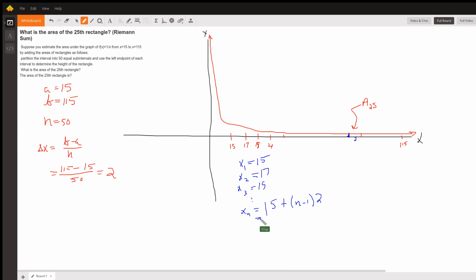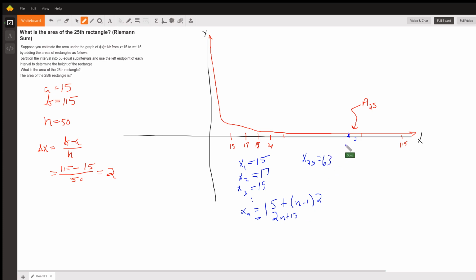So this is, distribute the 2, 2n, 15 minus 2 is 13. So 2n plus 13, sorry. Let's do a quick double check. When n is 1, we get 15. When n is 2, 4 plus 13 is 17. I think that's it. So that means x sub 25 must be, put 25 in here for n. We get 50 plus 13 is 63.